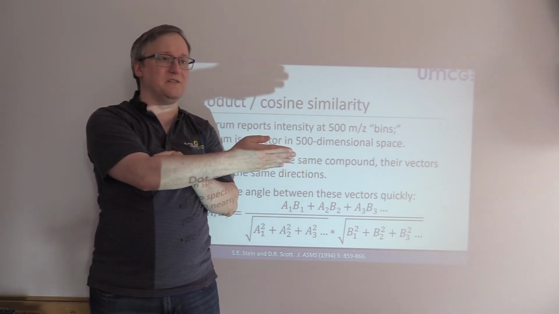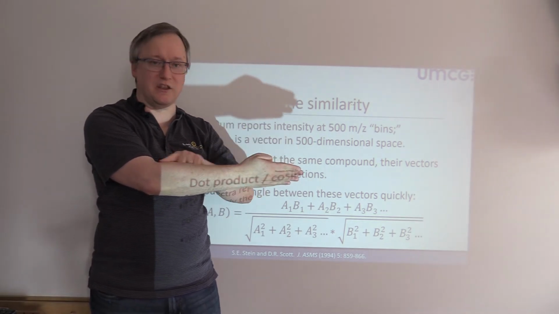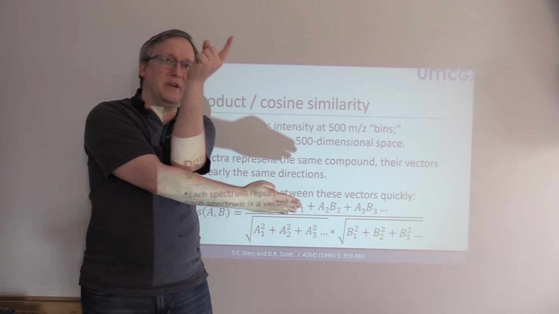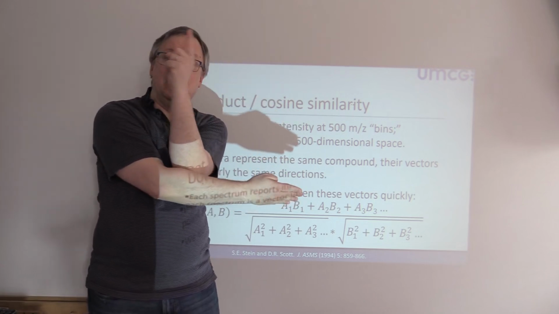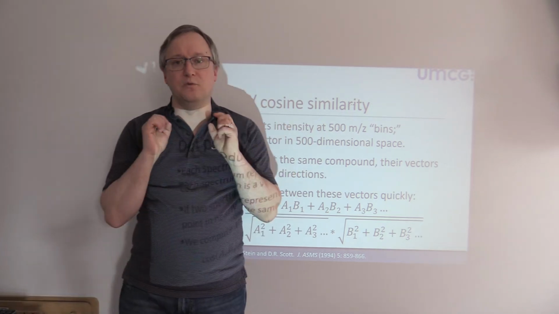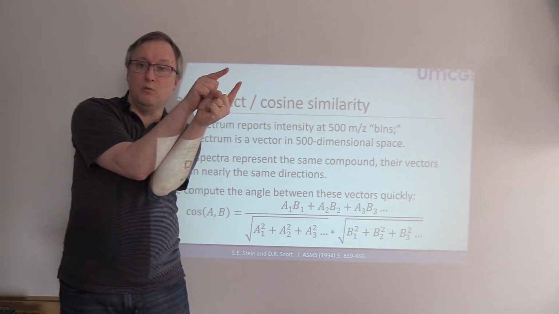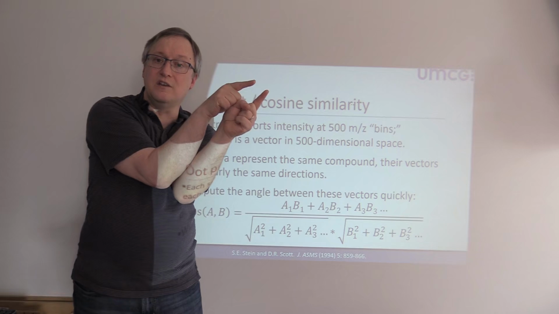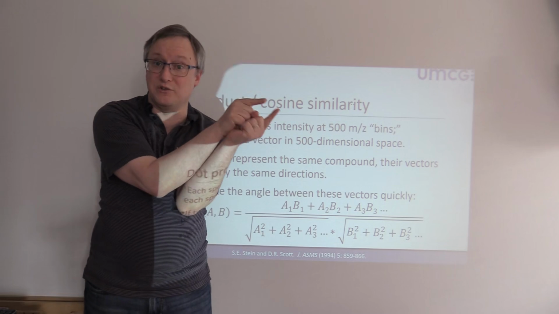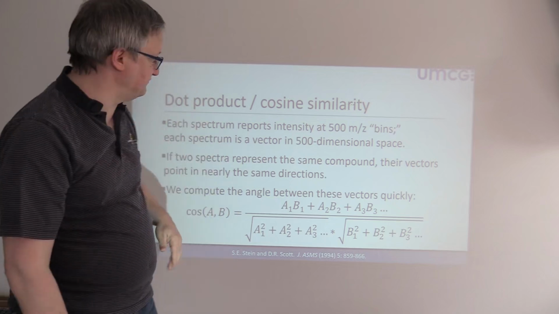Now a spectrum that has a very high intensity at 200 but a relatively low intensity at 300 stays pretty close to my x-axis here. But a spectrum that's got a lot of intensity at 300 but very little at 200 is up here. So spectra that have comparable proportions at 200 and 300 would point very close together in this space. So the cosine between them is very close to 1 because the angle between them is very close to 0. This is what the math of the dot product gives us.